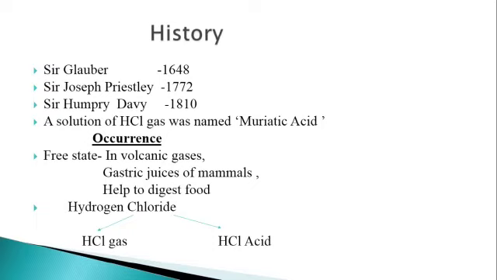Now, where does this hydrogen chloride occur? It occurs in free state, in volcanic gases, in gastric juices of mammals. It helps to digest food. HCl is also present in the human stomach and it helps us to digest food. Hydrogen chloride is HCl gas, but when it is dissolved in water, it is called HCl acid. So hydrogen chloride exists in two forms, HCl gas and HCl acid.